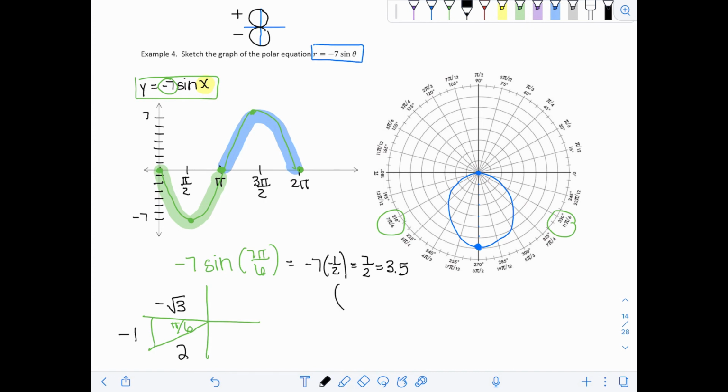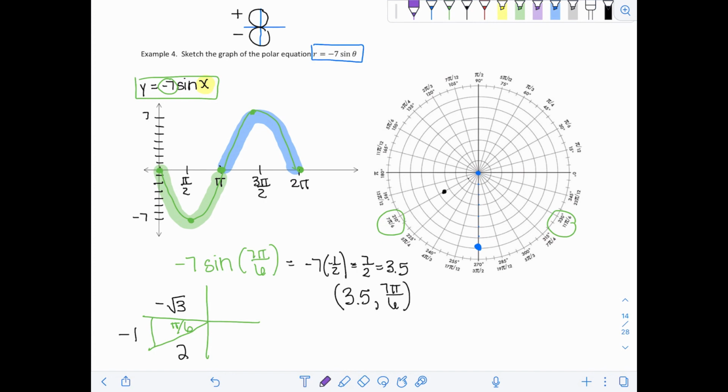So we found that the r value is 3.5 when the angle is 7 pi over 6. So let's see. That would be this point right here. So let me erase my graph right now, and then I'm just going to get these extra points.